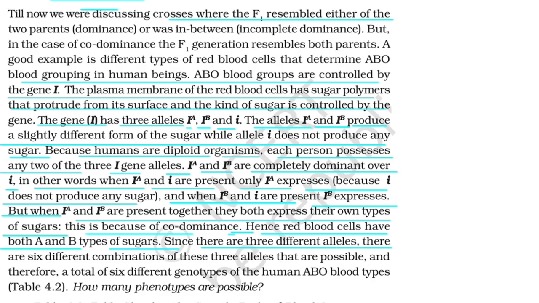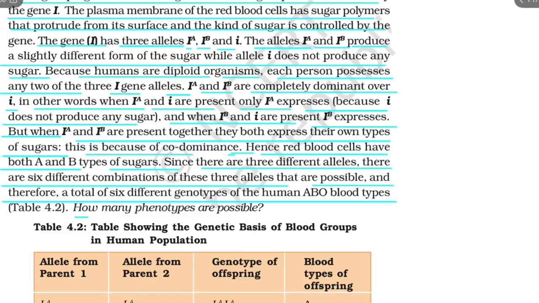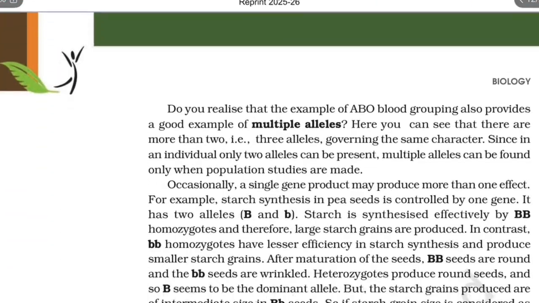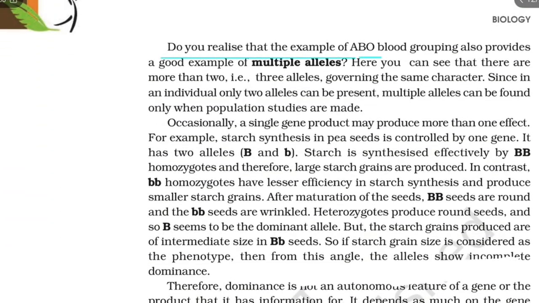Since there are three different alleles, there are six different combinations of these three alleles that are possible, and therefore a total of six different genotypes of human ABO blood types. How many phenotypes are possible? Do you realize that the example of ABO blood grouping also provides a good example of multiple alleles? Here we can see that there are more than two, that is, three alleles governing the same character.